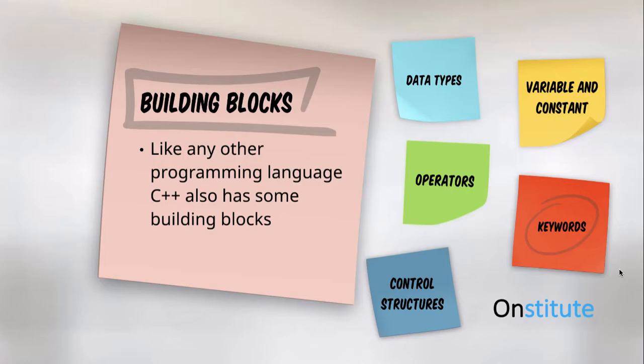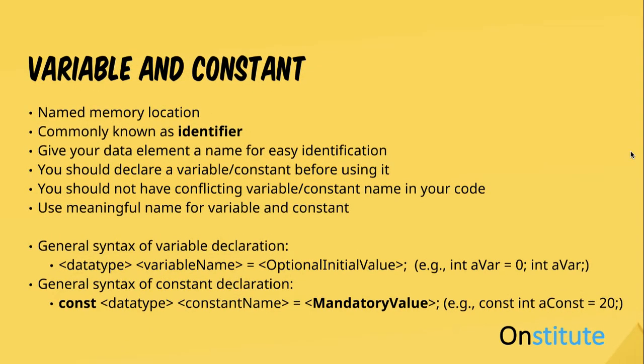Now we are going to learn about the next building block of C++, which is variable and constant. Variable and constant are both named memory locations and commonly known as identifiers. That is, giving your data element an easy to understand or easy to remember name for its easy identification inside the program. You must declare a variable or constant before using it in a C++ program.